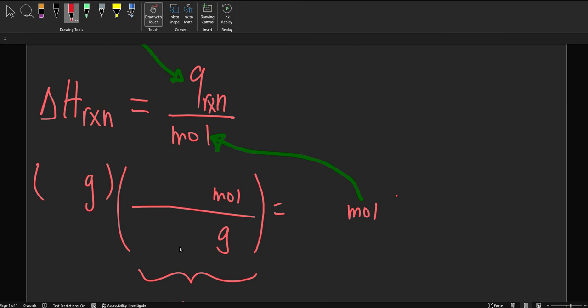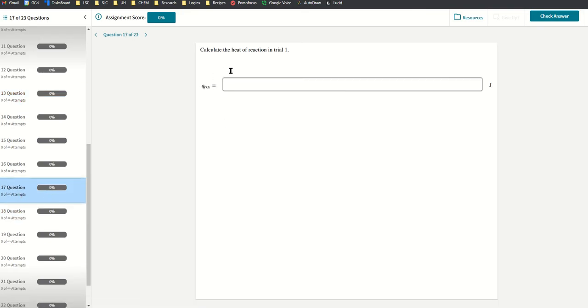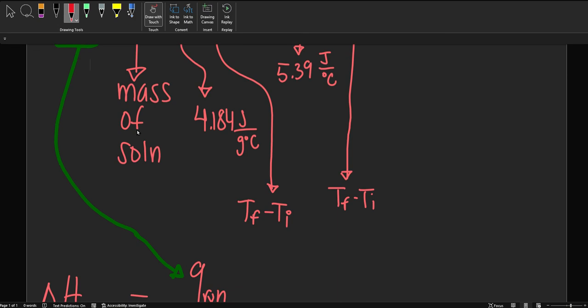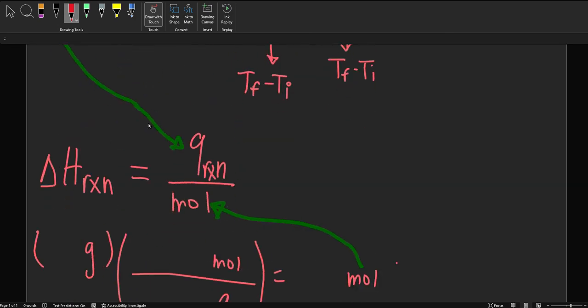Next, to get the heat of reaction, which is actually the next question after number 16, number 18, you actually calculate delta H. How do you do this? So what you're going to do is take that Q you just calculated. Remember I said everything connects to each other, and you're going to divide by the number of moles.